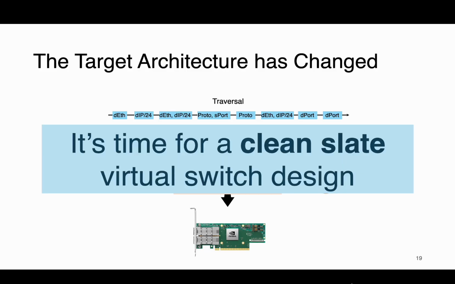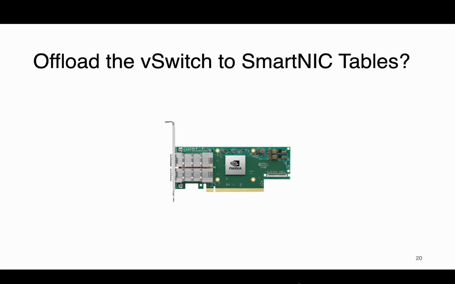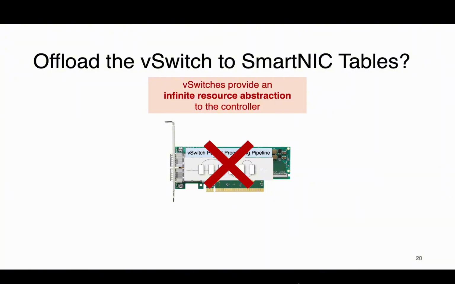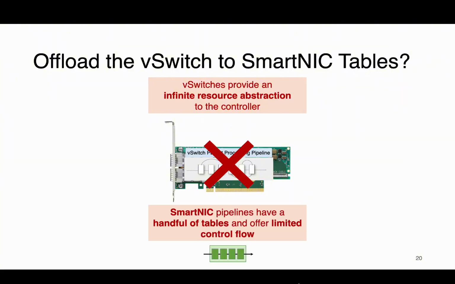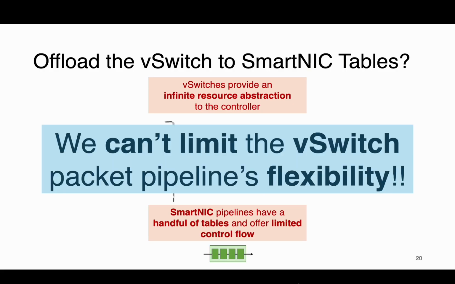Therefore, we believe that it's high time to start with a clean slate for virtual switch design. So, how about we offload the whole vSwitch pipeline onto the SmartNIC tables? Well, it's infeasible. vSwitch pipelines support arbitrarily large packet processing pipelines and provide any size flow tables and any control flow abstractions to the control plane. SmartNICs, on the other hand, offer a handful of tables with restricted control flow. So we can't naively offload a vSwitch into SmartNIC tables and limit its flexibility.